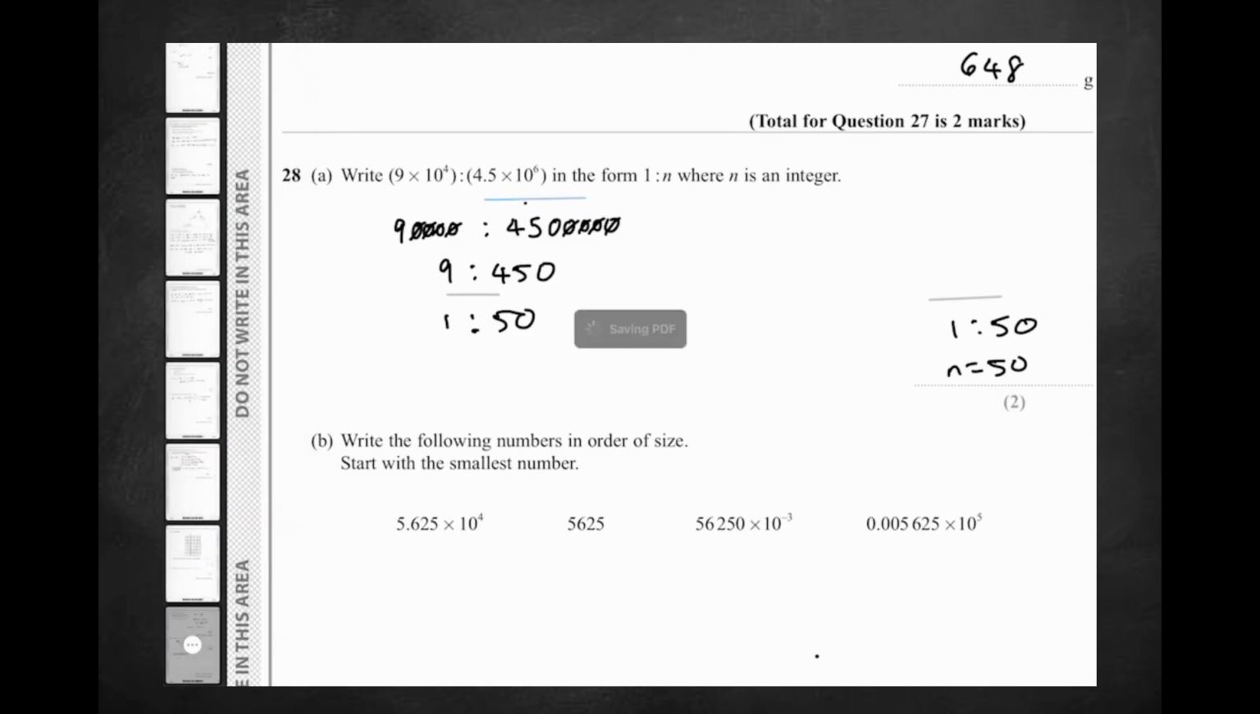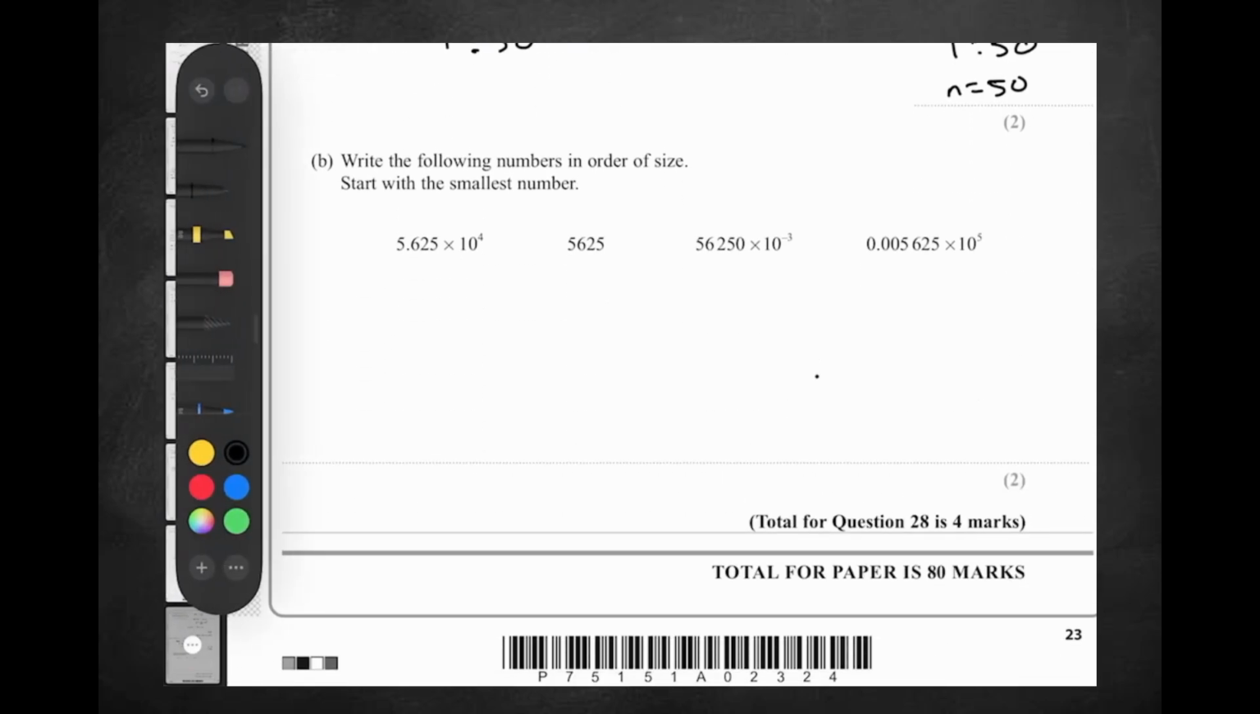Part B. Write the following numbers in order of size. Start with the smallest number. So they've been a bit funny with how they've written some of these numbers out. So this one here, I'm actually just going to write this in my calculator, as we might as well use a calculator while we've got it. So 5.625 times 10 to the power 4 is 56250. We know this one's 5625. 56250 times 10 to the power minus 3 is just 56.25.